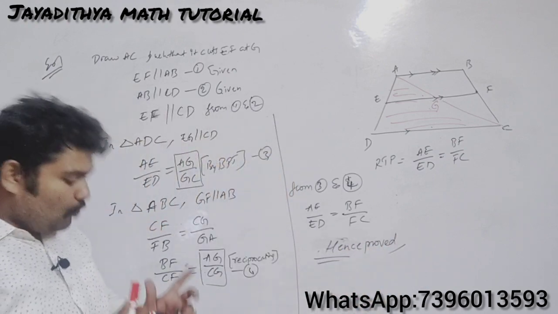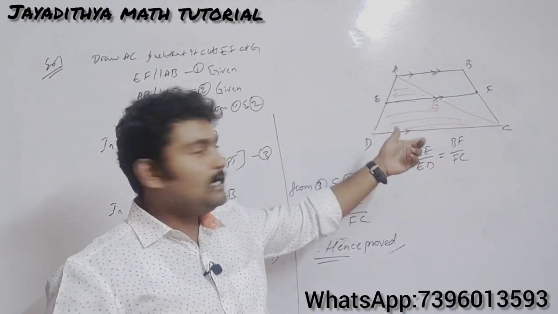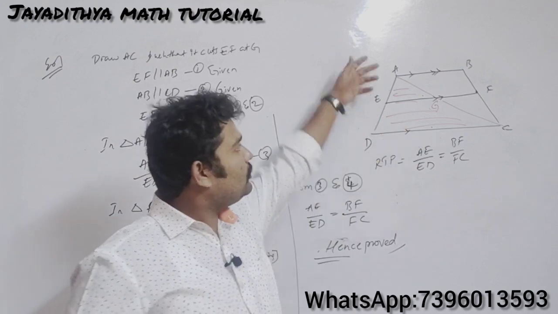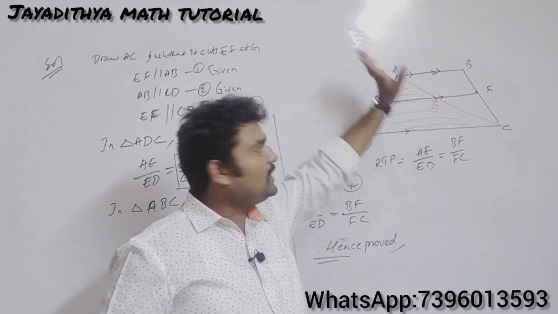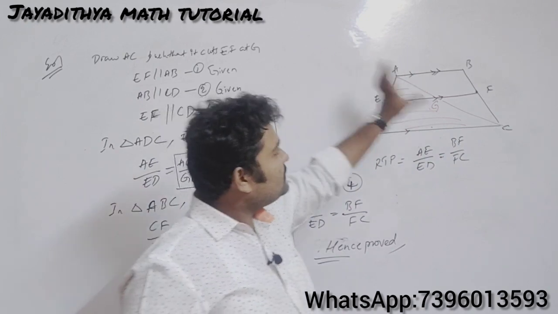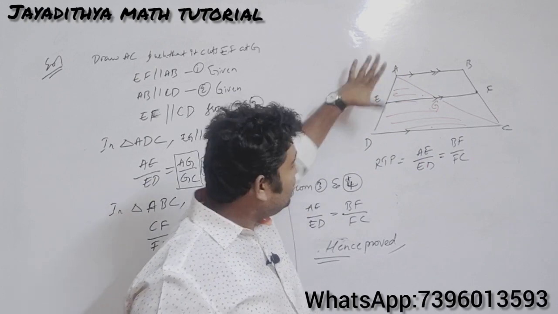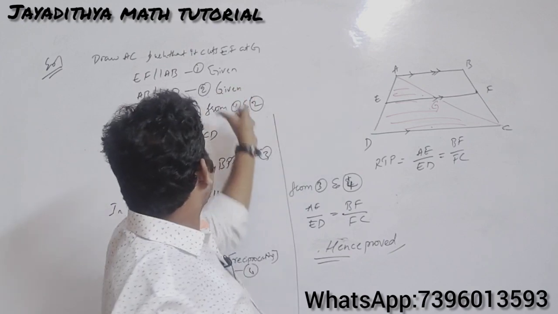Clear now? So see here what we have done. Already in the question it is given that ABCD is a trapezium, that means AB will be parallel to CD, and one more thing given is that E and F are the points on AD and BC such that EF is parallel to AB. From this information, if EF is parallel to AB and AB is parallel to CD, then these both must be parallel. That is the first one we have written here.